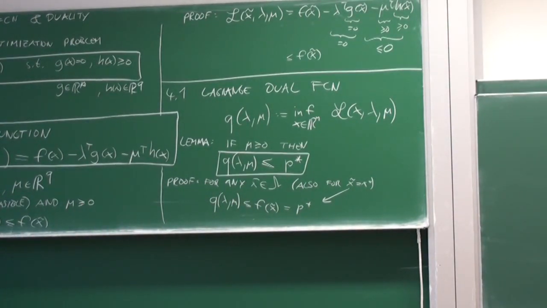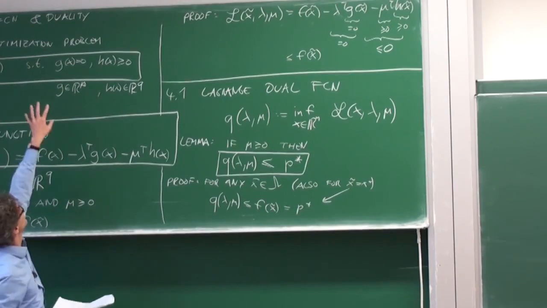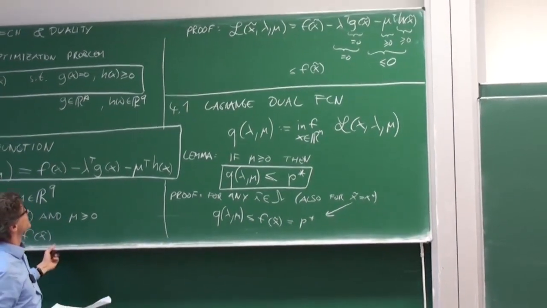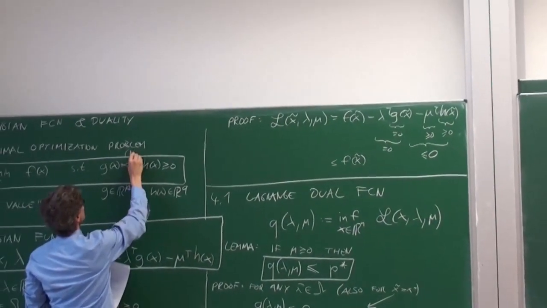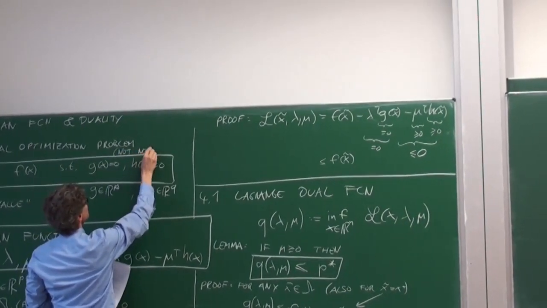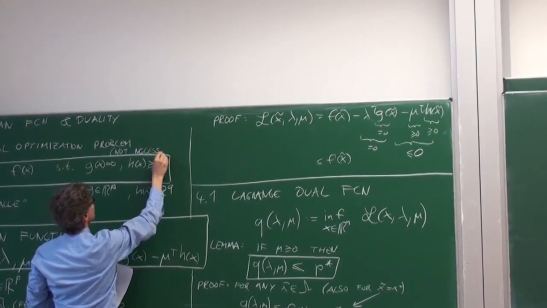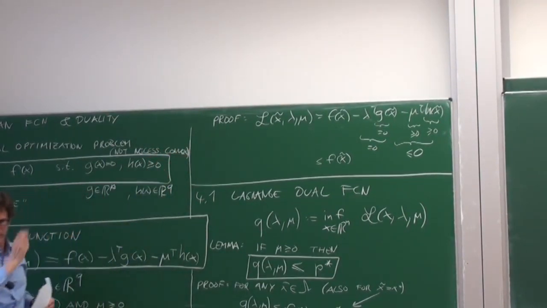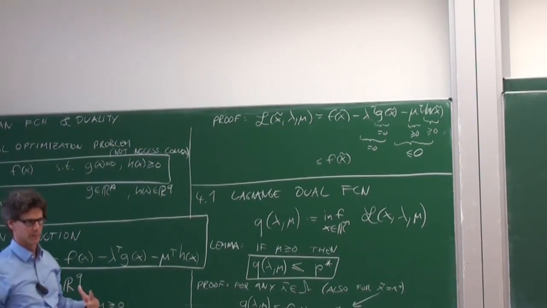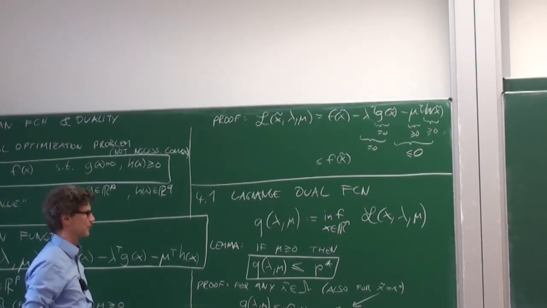One thing I should say, and which I didn't say at the beginning, is that the optimization problem that we regard is not necessarily convex. It can be convex, and then all this holds, but it need not be convex. It can be anything.